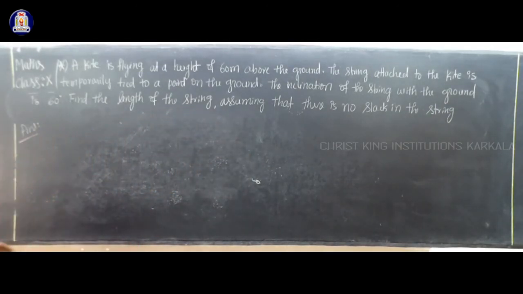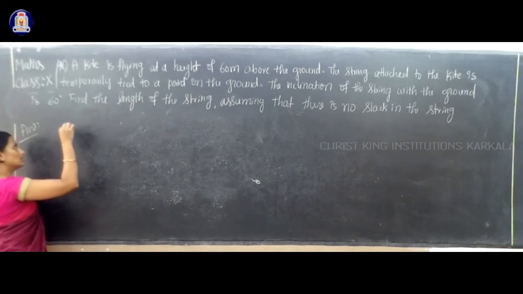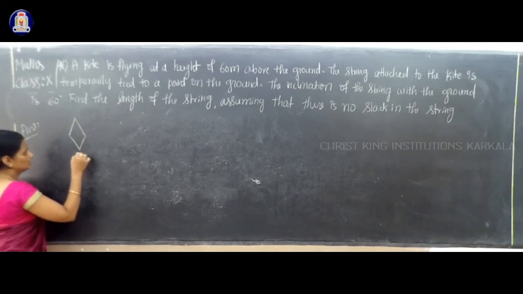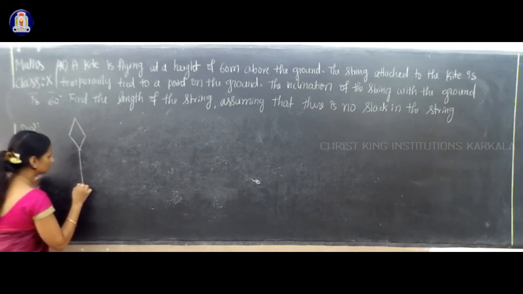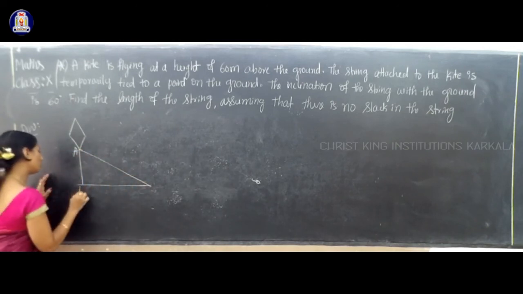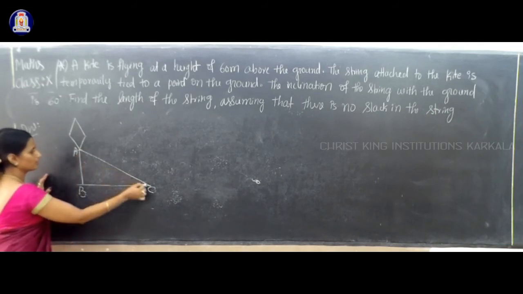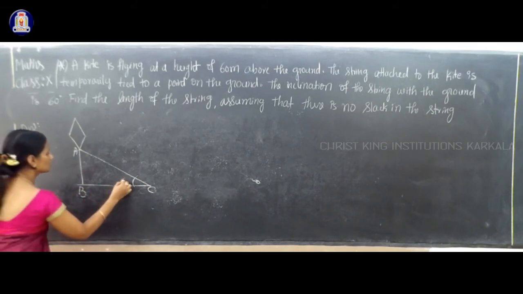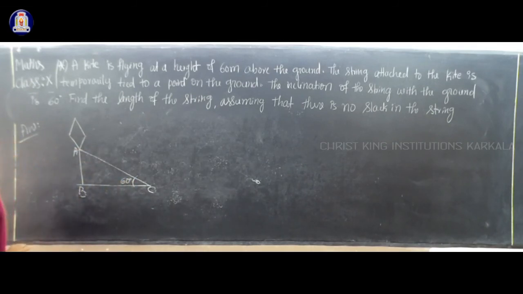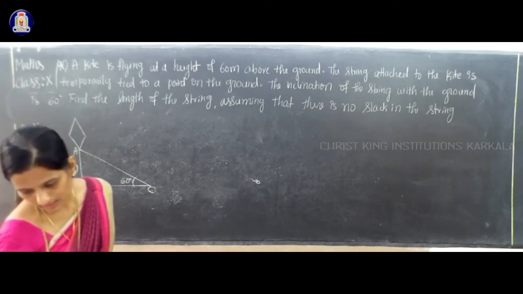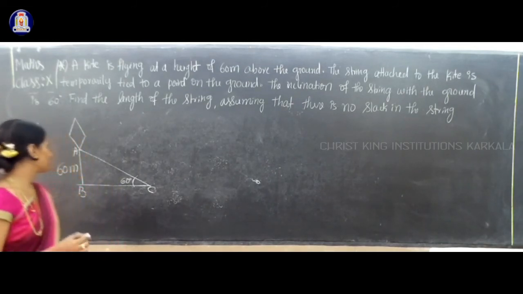Now write this in your notes. First draw a triangle. So that is the kite. Next the height of the kite, and this is the string. So point A, point B and point C. And this angle is how much here? 60 degrees. What is the height? The height is 60 meters, not 6 meters. Height is 60 meters. Yes, now we write.